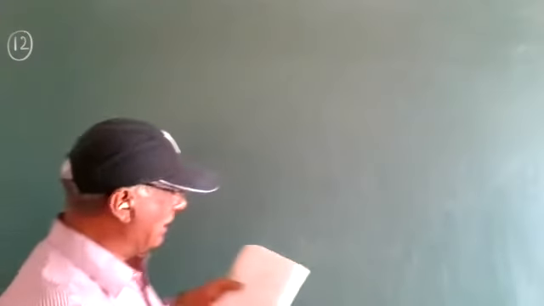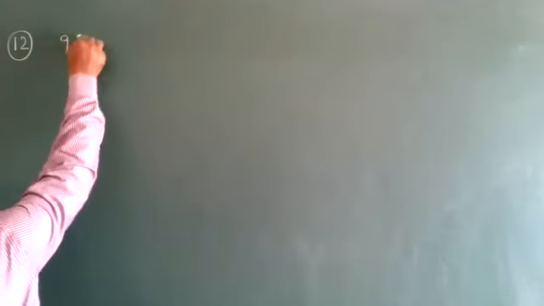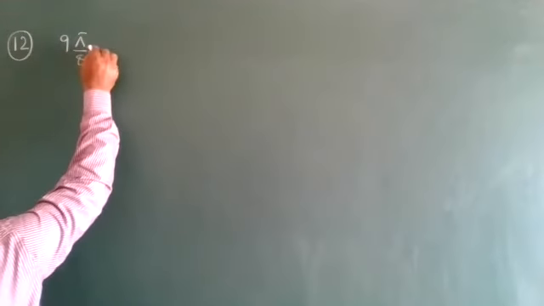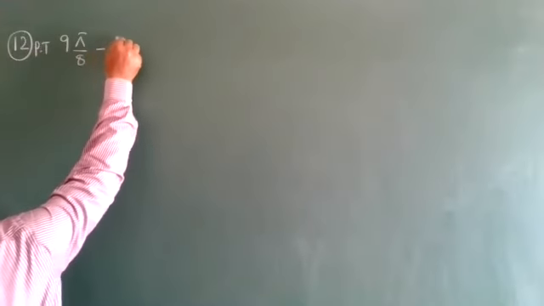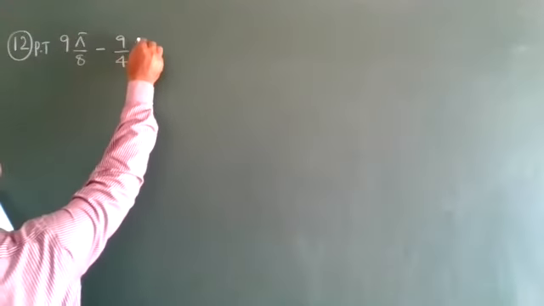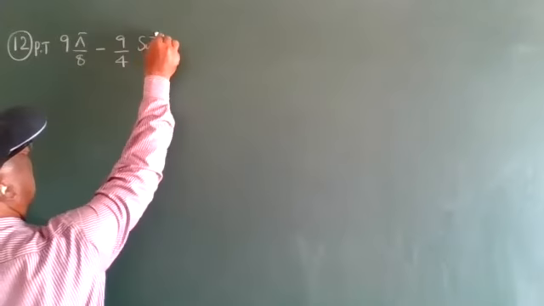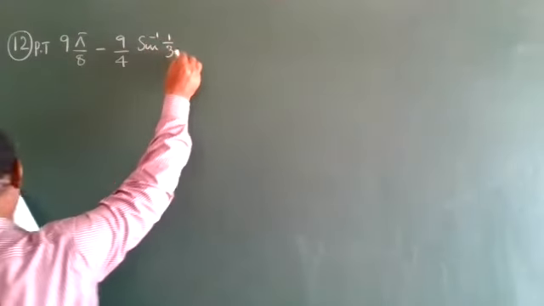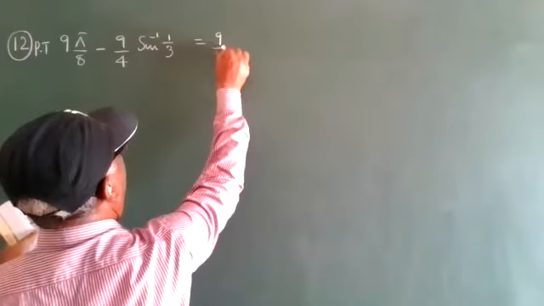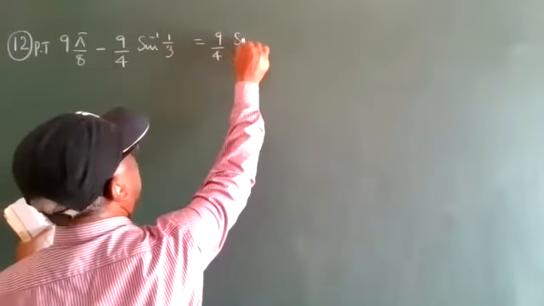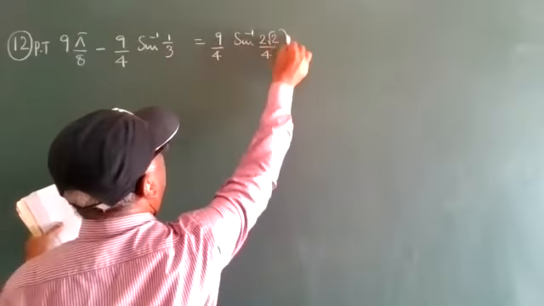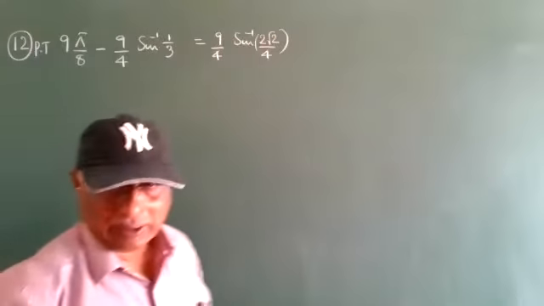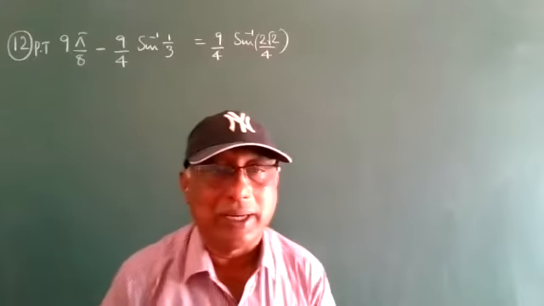Everyone see, the 12th problem is: prove that 9 pi by 8 minus 9 by 4 sine inverse of 1 by 3 is equal to 9 by 4 sine inverse of 2 root 2 by 3. Everyone take the left hand side of the problem and prove the right hand side.